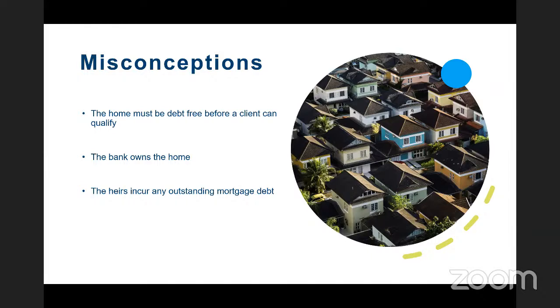The second myth or misconception is that the bank owns the home. This is just not the case. The borrower is not asked to exchange title to their home simply for securing a reverse mortgage. This is not a requirement for today's FHA insured mortgages as well as proprietary products.